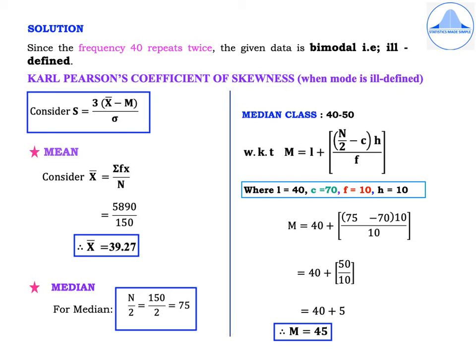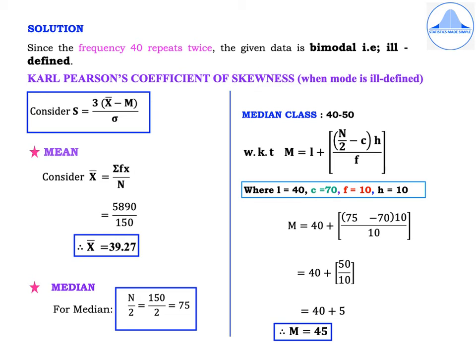Starting with the solution, since the frequency 40 repeats twice, the given data is bimodal, that is ill-defined, and we have to use Karl Pearson's coefficient of skewness when mode is ill-defined. So consider S equal to 3 into x bar minus m divided by sigma. Let us now calculate the mean. Consider x bar equal to summation fx by capital N, which is equal to 5890 divided by 150. So you get x bar equal to 39.27.